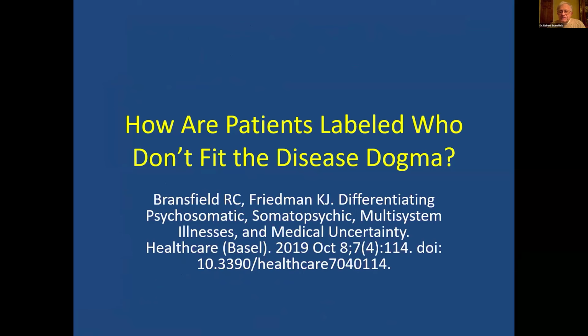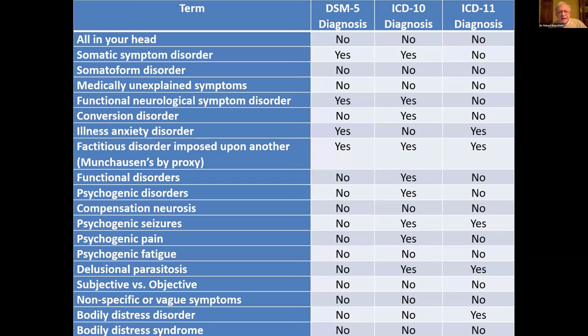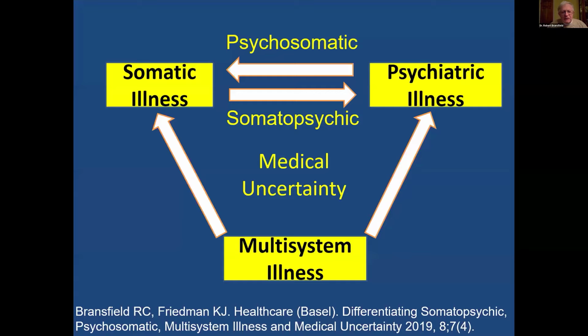So this was a highly cited article I did a few years ago with Dr. Kenneth Friedman. And we looked at psychosomatic, somatopsychic, and how does all that fit together. And some people get a diagnosis of ABL, anything but Lyme. But when you break it down, these are some of the things that come up, all in your head, somatic symptom disorder, et cetera, et cetera. And we looked at those each sequentially, and looked at defining them and looking at the validity of each of those. Now, this is a way to look at this.